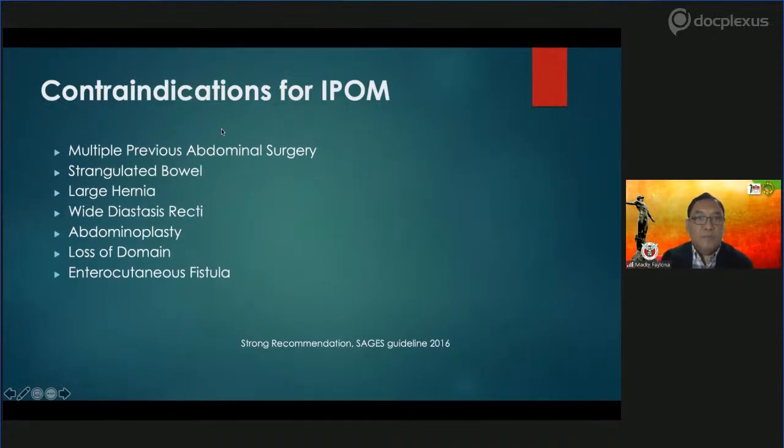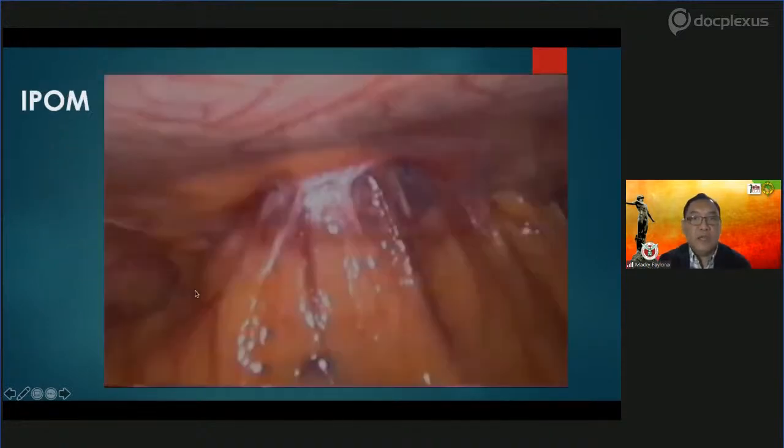The problem with IPOM is this: it has its own contraindications, such as if the patient had multiple previous abdominal surgeries, if you're dealing with a strangulated bowel, a large hernia, if you have a very wide diastasis recti, if the patient will require some form of abdominoplasty, if there is loss of domain, and if there's an enterocutaneous fistula.